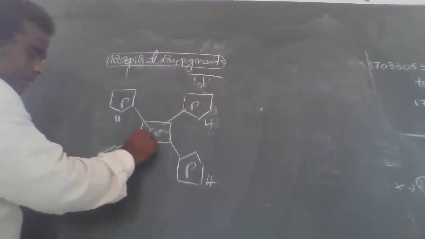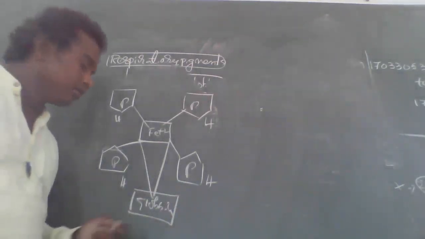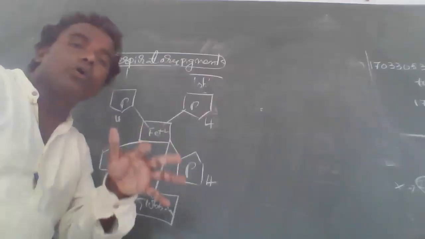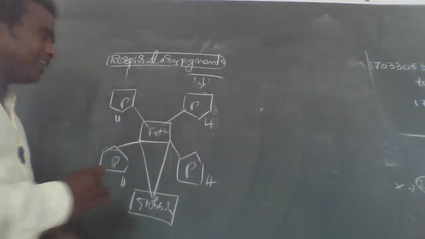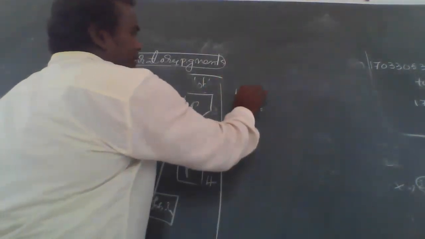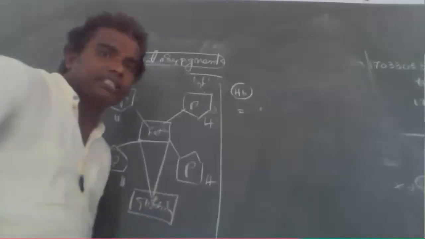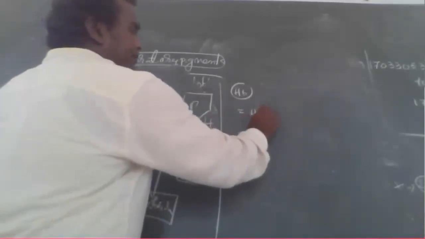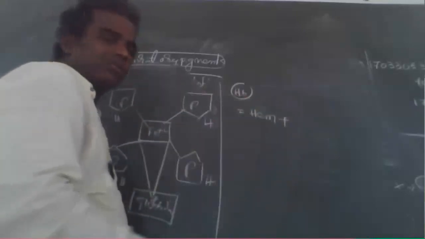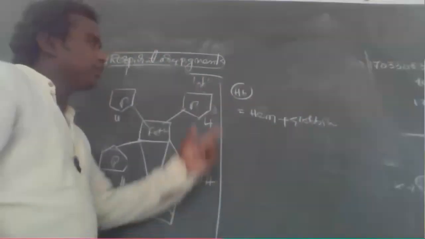Okay, this is connected with what? The globin protein. So totally it is called hemoglobin. What is the structure of hemoglobin? Hemoglobin is equal to heme plus globin.